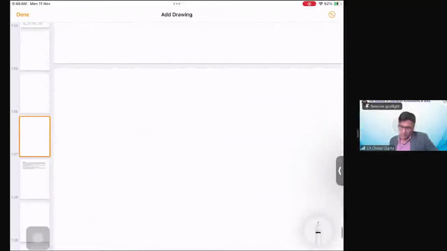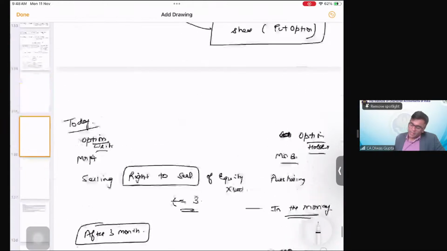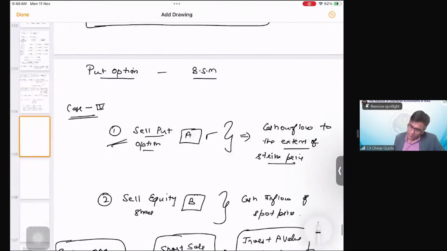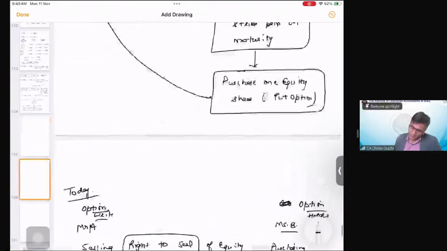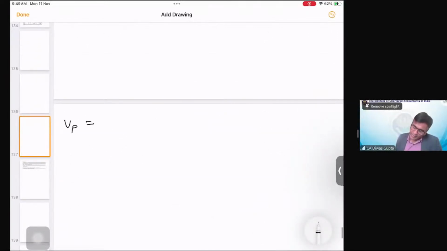Now let me write the formula of the put option under the Black-Scholes model, using this A and this B. This is case number 4 that we discussed: selling the put option and simultaneously selling the equity share. So ultimately, X divided by e raised to the power rT, this is the present value of the strike price, N(-d2), minus S N(-d1).